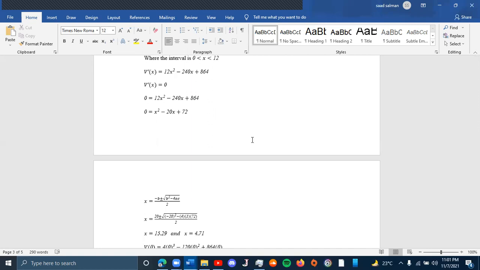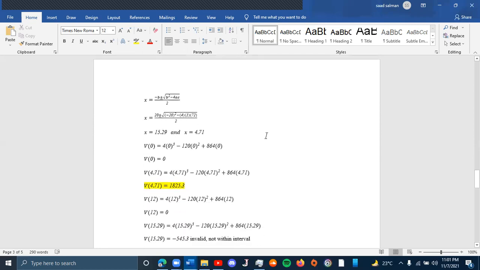So V prime x is equal to 0. Zero will be put in the equation, which is 0 is equal to 12x squared minus 240x plus 864. So 0 is equal to x squared minus 20x plus 72. So x is equal to, now we'll use the basic quadratic formula and substitute all the values, which will give us x is equal to 20 plus or minus the square root of negative 20 squared minus 4 multiplied by 1 multiplied by 72, divided by 2, which will give us 15.29, and x is equal to 4.71.